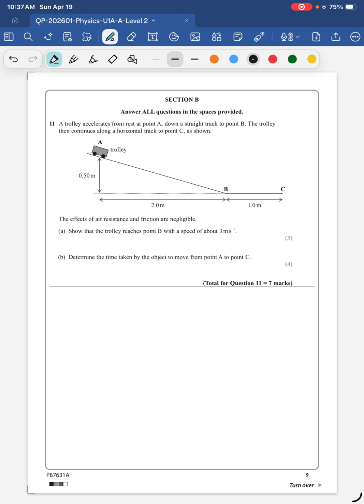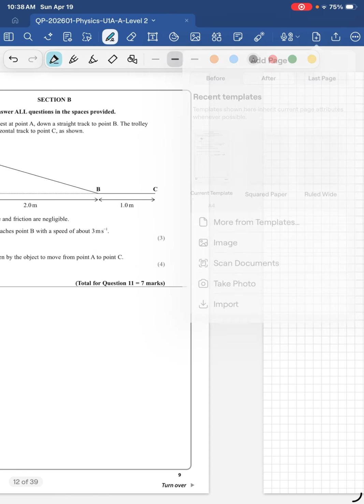So, question 11, a trolley accelerates from rest at point A down a straight track to point B. The trolley then continues along a horizontal track to point C as shown. The effects of air resistance and friction are negligible. Show that the trolley reaches point B with a speed of about 3 meters per second. Okay, so let's start a clean page.